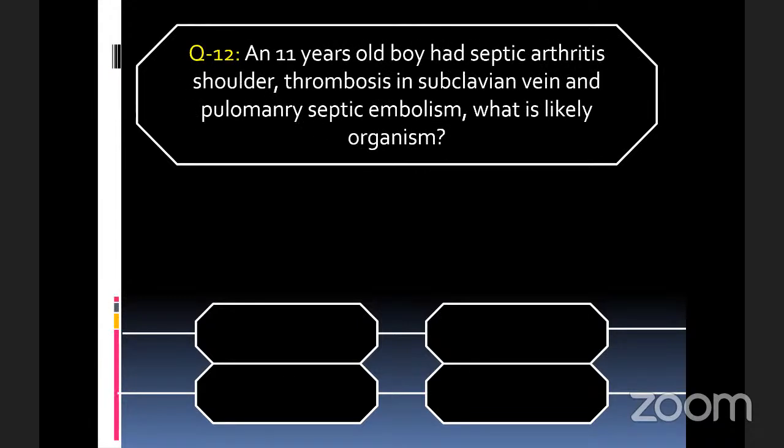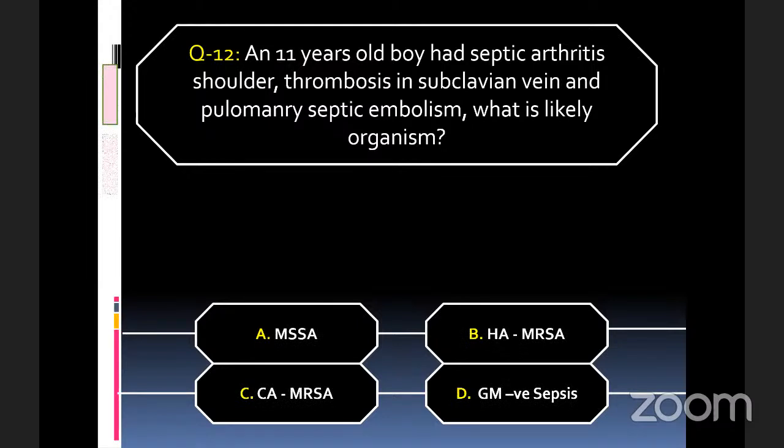An 11-year-old boy had septic arthritis of the shoulder, thrombosis in the subclavian vein and pulmonary septic embolism. What is the likely organism? What is the likely diagnosis? Vigneshwaran, Yakub. Sir, community acquired MRSA. Yes, so there are two forms of MRSA, right? Yes, sir. Hospital acquired and community acquired.